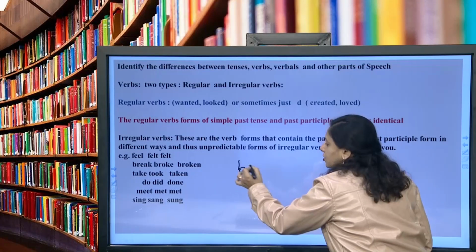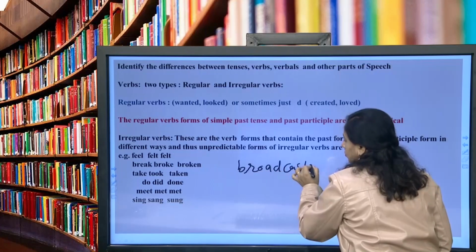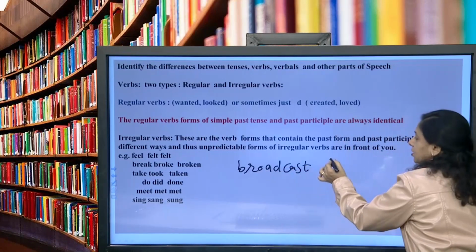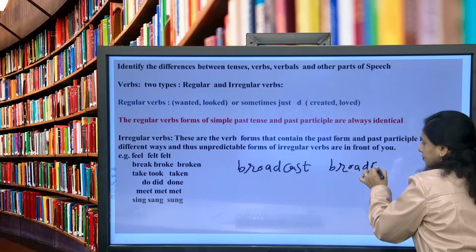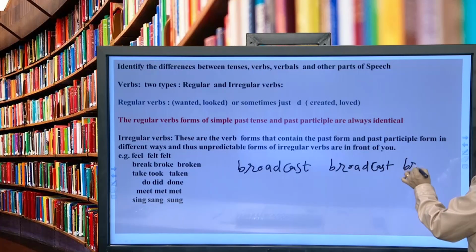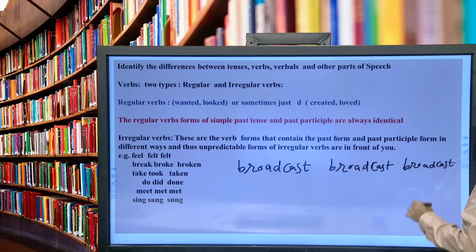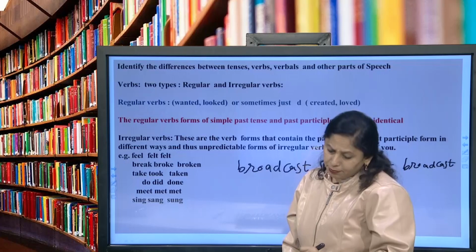What is the past form of the word broadcast? Again, it is broadcast only. And the third form is also broadcast. Not only this, you can see creep, crept, crept.